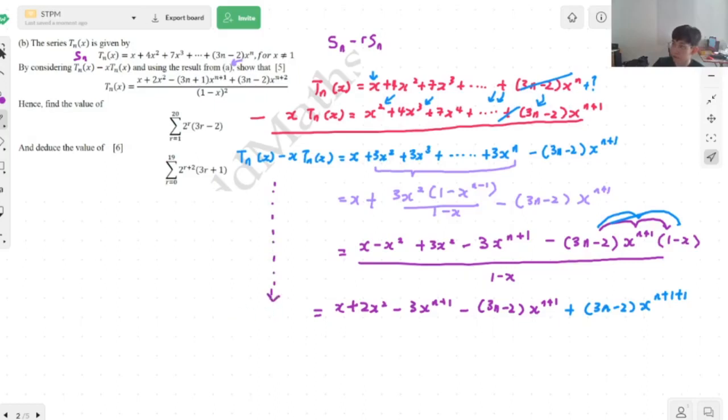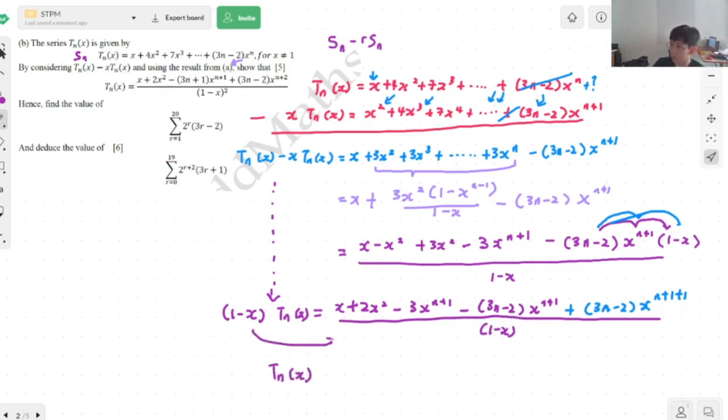From the left side here, I can actually factorize out my 1 minus x equal to t and x. And the whole thing here is over 1 minus x. So I bring it to the left. I bring it to the left means I divide. At the end, I will prove whatever I need to prove here.